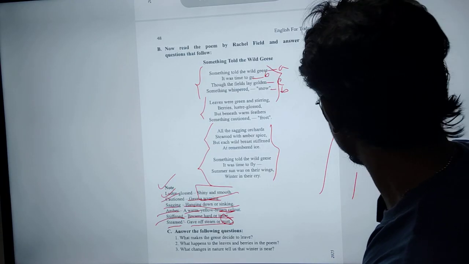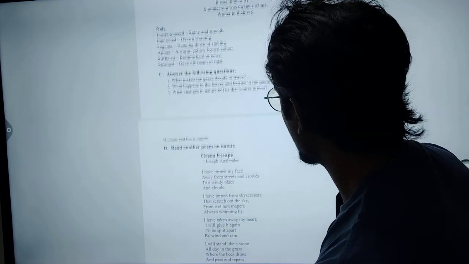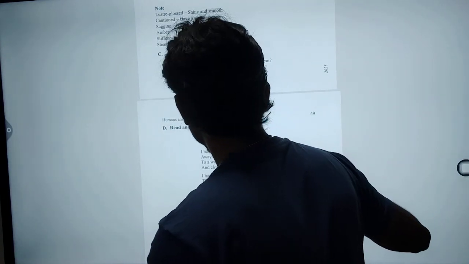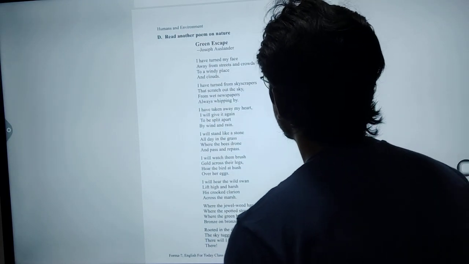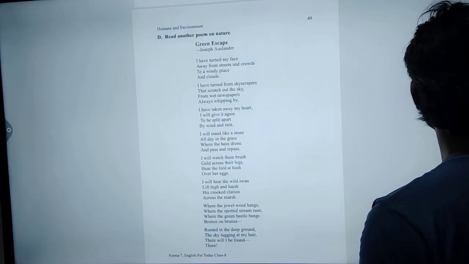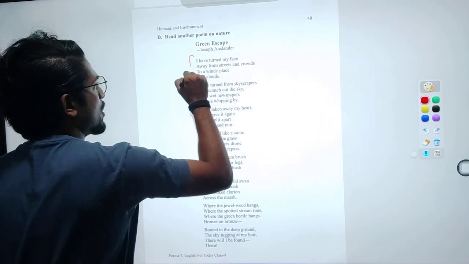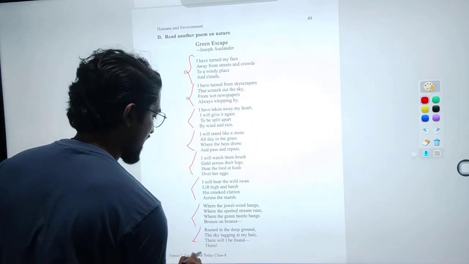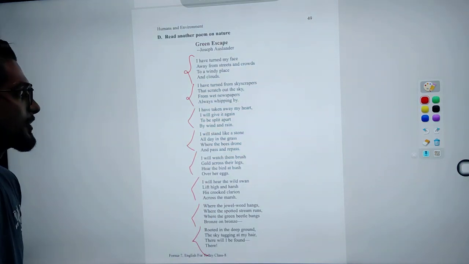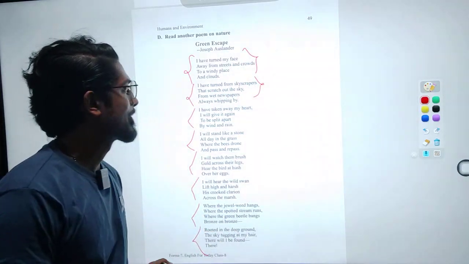Let's see. Now try to answer the question. Now this one is very interesting. Greenscape. Let's see, we have got 1, 2, 3, 4, 5, 6, 7, 8 stanzas. Okay.